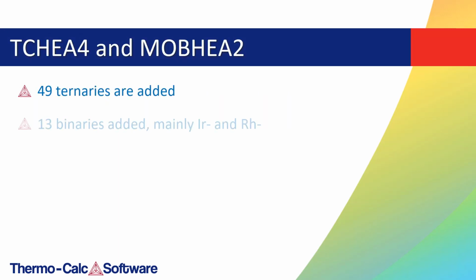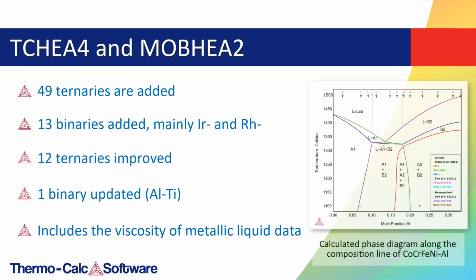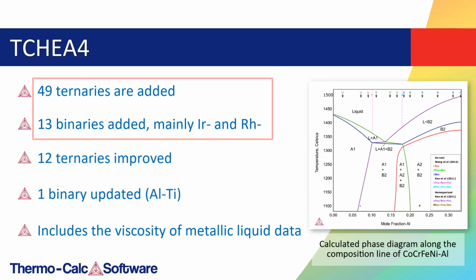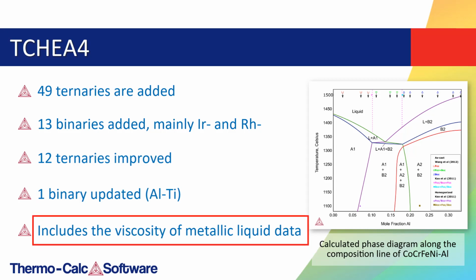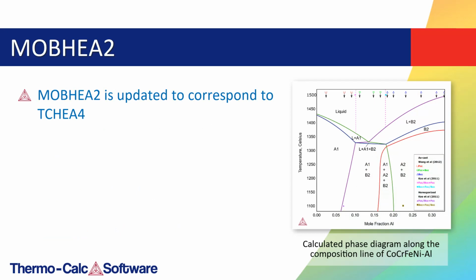2 new high-entropy alloy databases are released with Thermo-Calc 2020A, TCHEA4 and MobHEA2. TCHEA4 adds 49 ternary and 13 binary systems, as well as several improved and updated systems. The database also includes the viscosity of metallic liquid. Viscosity can be plotted, as I explained while discussing TCFE10. The companion mobility database MobHEA2 is updated to correspond to TCHEA4.